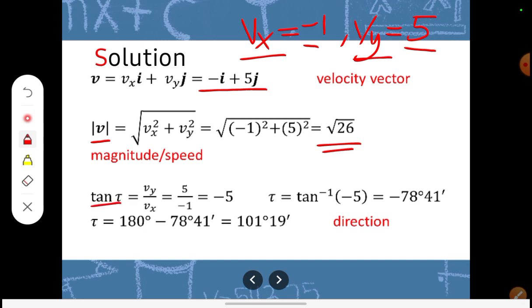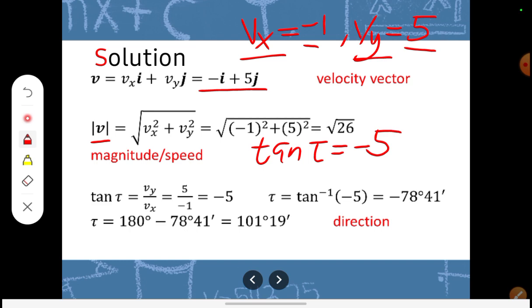So tan tau equals v sub y over v sub x. Again, we will just substitute the values of v sub y and v sub x, which are 5 and negative 1, so we get negative 5. That means we now have the equation tangent of tau equals negative 5.